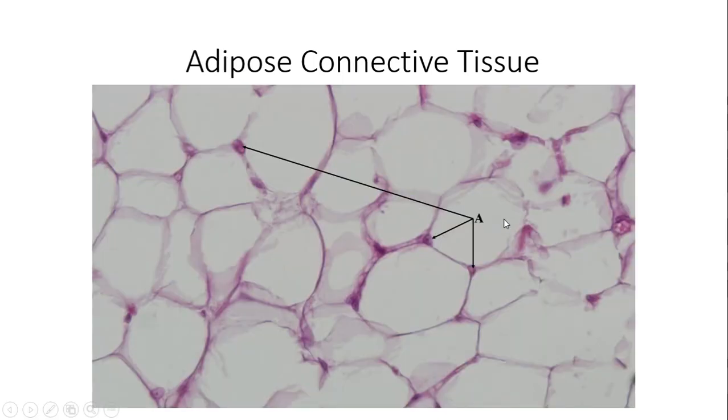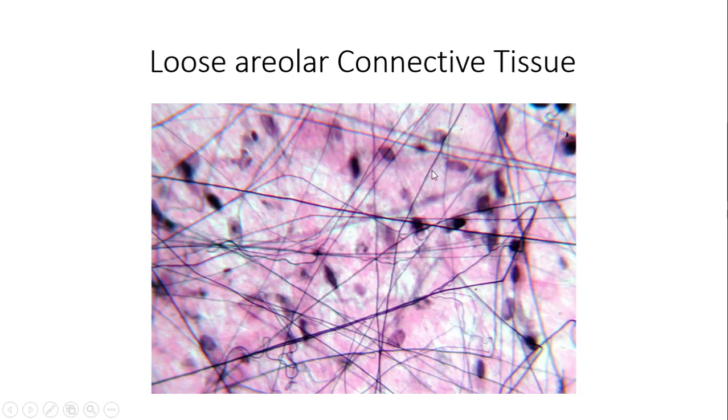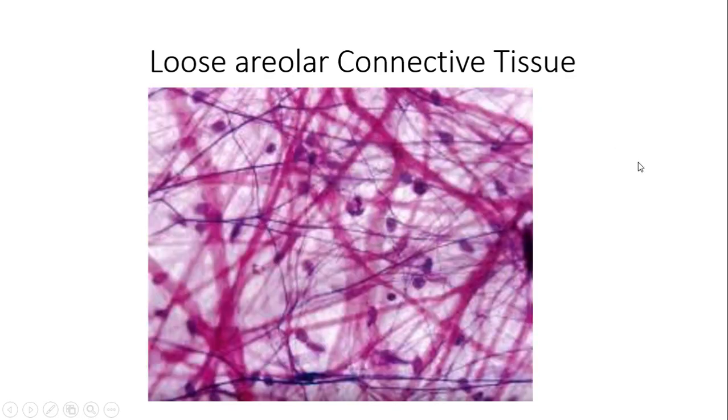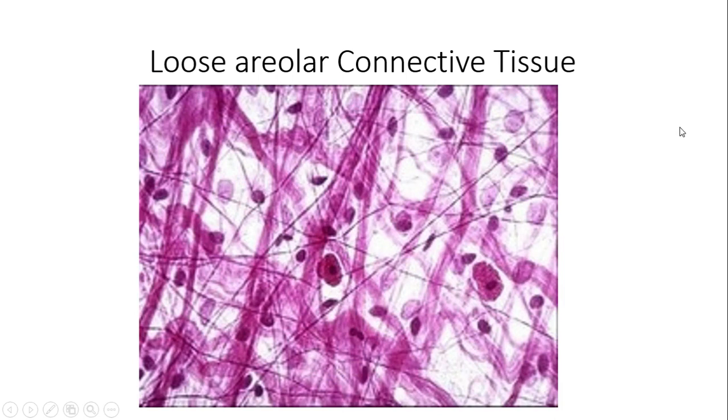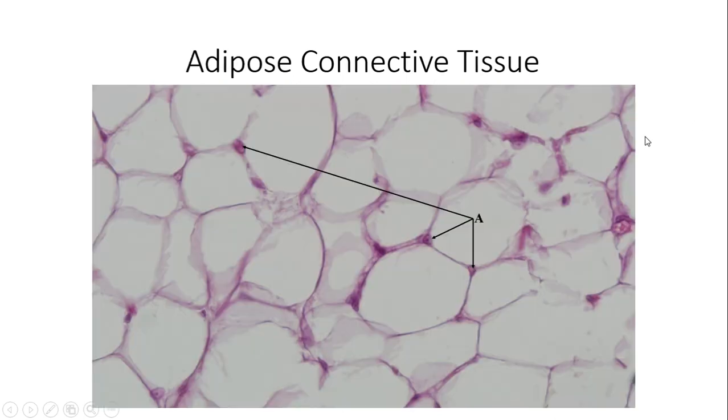Okay, and this is the one we looked at, but the other two examples I have for loose areolar connective tissue are the same thing. It looks like webbing, and you see little empty pockets everywhere. Same exact thing here. So that's loose areolar connective tissue.